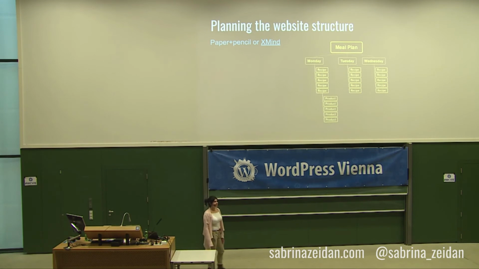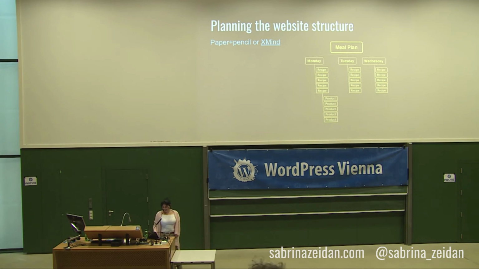We had the idea that a meal plan for the week is kind of a table with every day of the week, five meals per day: breakfast, lunch, dinner, and two snacks. We were thinking about the content and planning it with pencil and paper, but some kind of mind map tool can be used for this. I used Xmind to make this scheme for the slides.